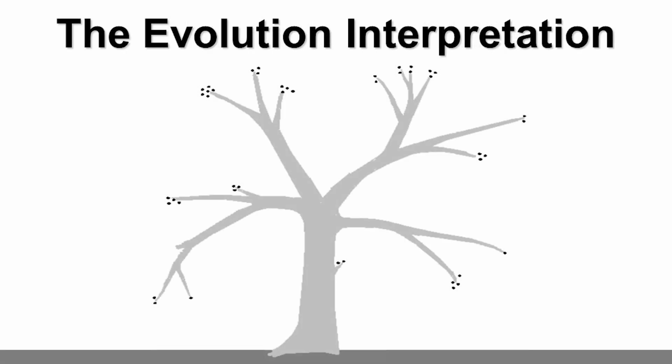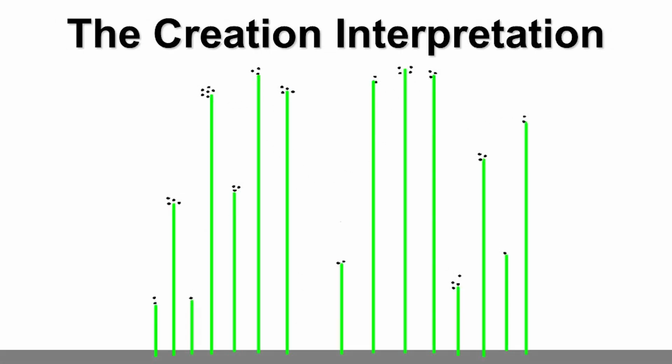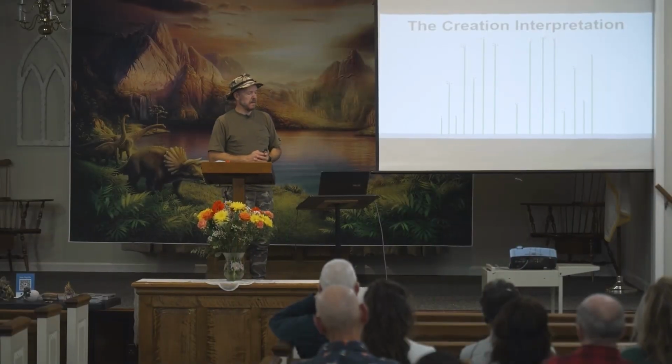Now, that's the actual data. You can draw a tree around this, and that would be your evolutionist's interpretation, where the tree comes down through here. Or you can take that same thing and draw a creationist interpretation where the dogs have always been dogs, the cats have always been cats, and the horses have always been horses. It's just how you interpret the data.